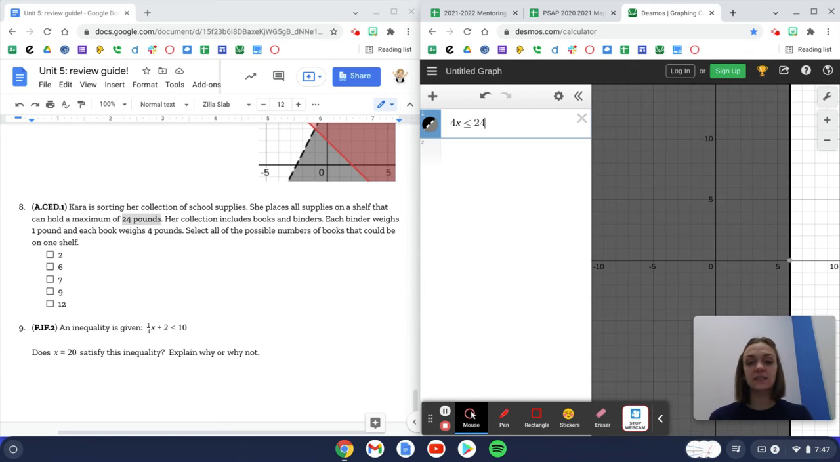And if my maximum number is 24 pounds, well, I know that however much my books weigh, it has to be less than or equal to 24 because this is my maximum number. If it was over 24, the shelf couldn't hold it. It would be too much weight. So I'm going to use this inequality to help me solve my problem.